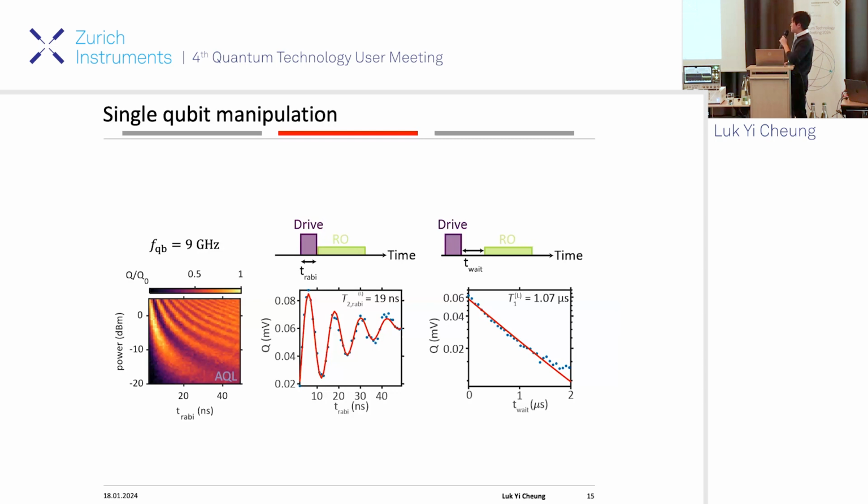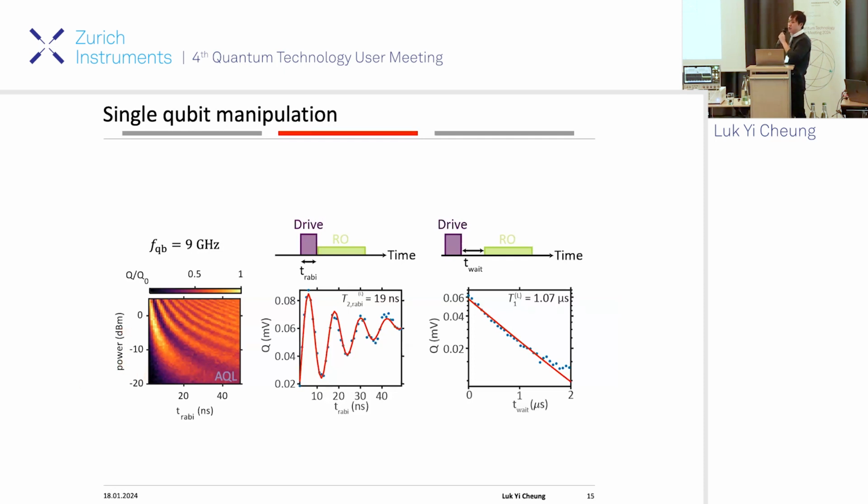Here in this plot, you see the typical Rabi chevron pattern. What we do there is a two-tone measurement. On the x-axis, we change the length of the drive pulse. On the y-axis, we change the power of the drive pulse. And we see that if you increase the power of the drive pulse, indeed the Rabi oscillation gets faster and faster. And you see that it gets as fast as around 5 nanoseconds. That's also another point which I will talk about at the end.